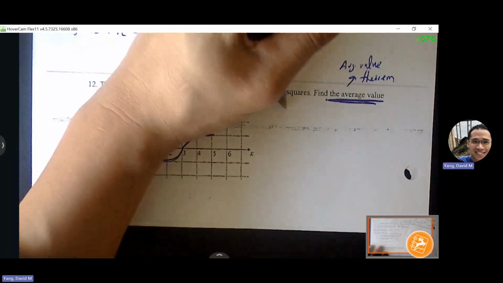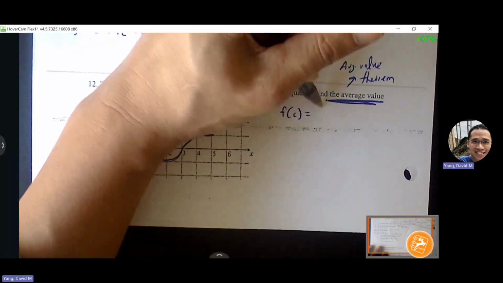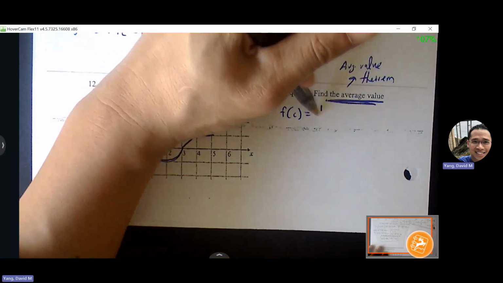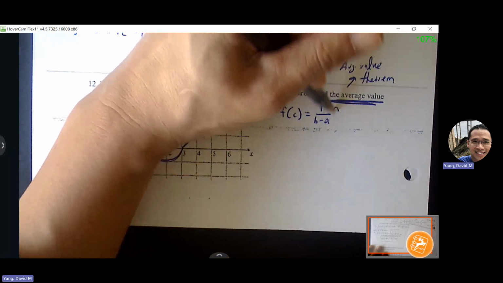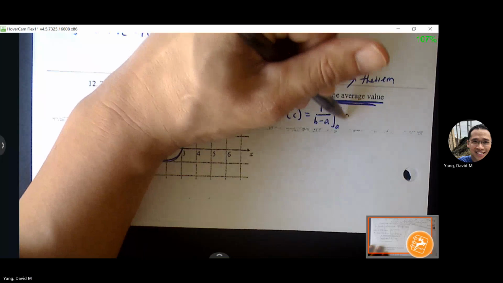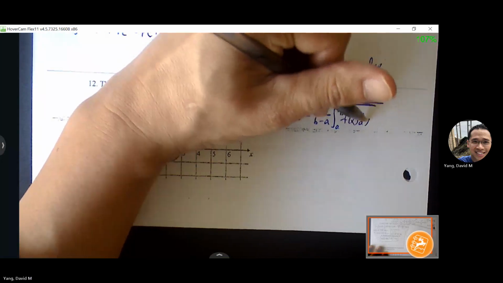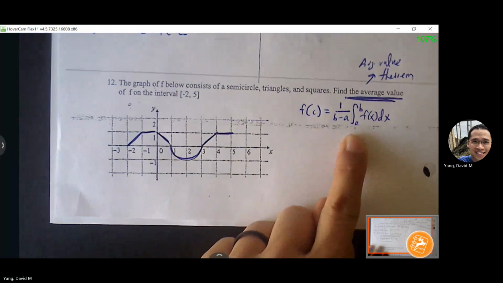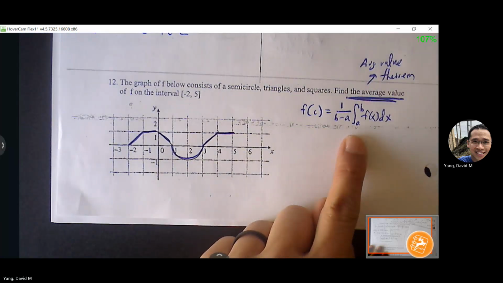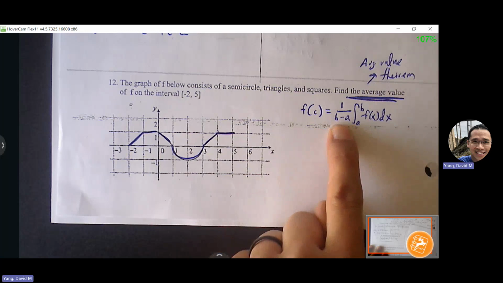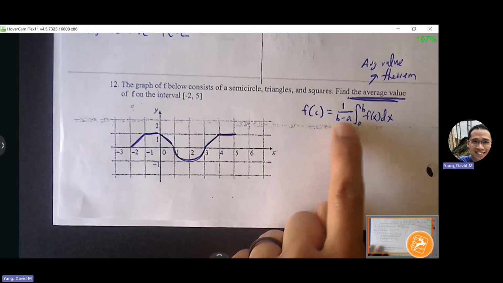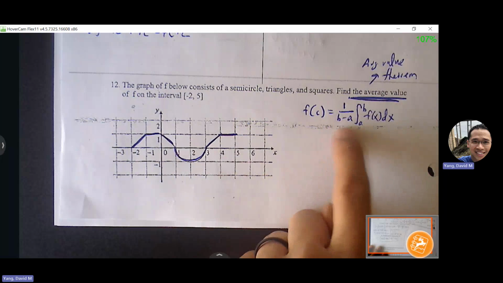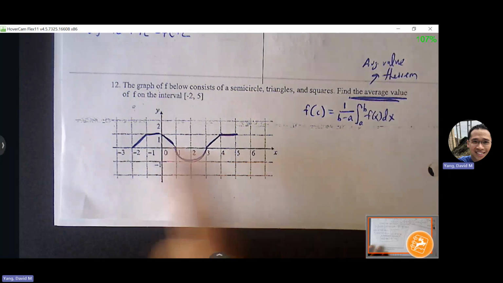So average value is the average value theorem. It's basically area divided by width, but it takes on this form. So what's our A and B value? 19 and 5, so we just put all that in. We're basically just finding the area between the graph and the x-axis.